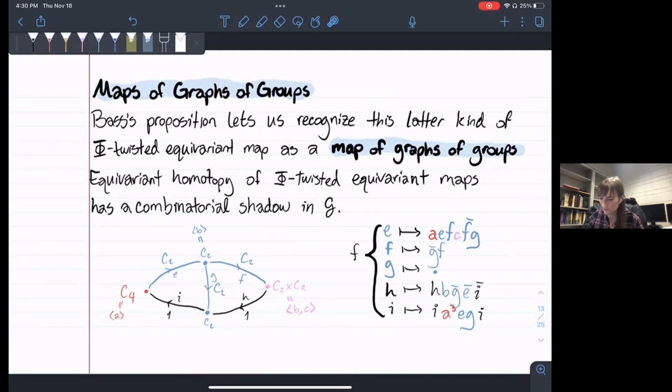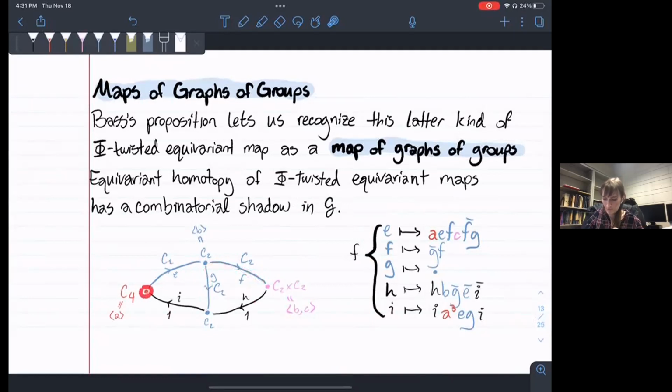So I wrote down an example of a map of graphs of groups. There's no particular reason to be interested in it, but let me tell you a little bit about what's going on here. The edge E gets sent to the edge path that starts by taking the element A in this vertex group. Then it goes along E and then along F. And then it picks up an element C in this Klein 4 group. Then it comes backwards along F and then it goes along G. So like that. The edge F gets mapped to G bar F.